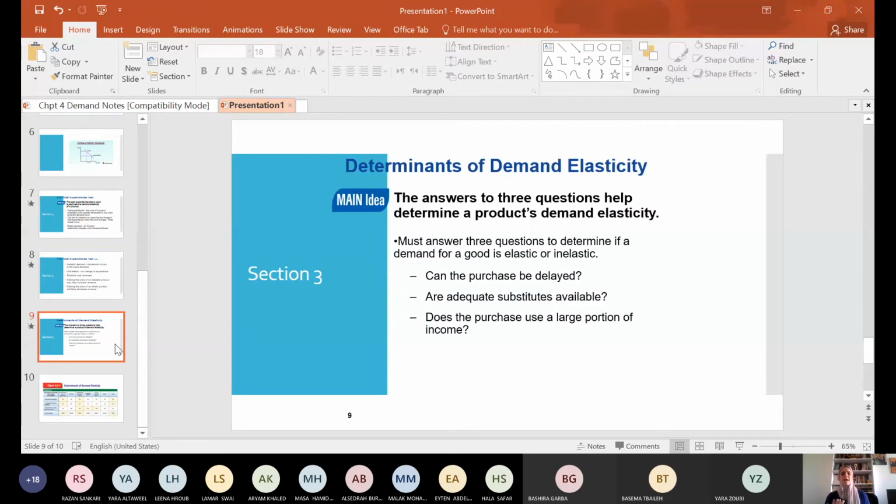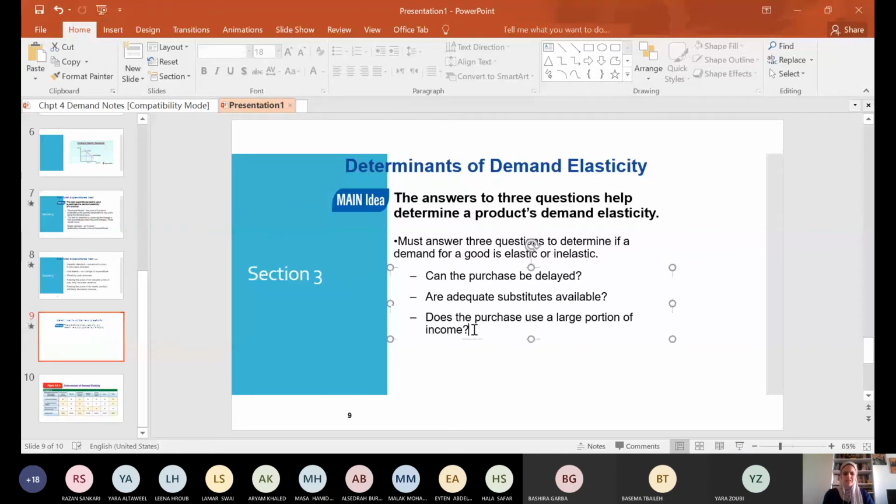Okay. Determinants of demand elasticity. What will determine the demand elasticity? Can this product be delayed? Meaning, can I leave it and not buy it now? So if I can leave it, it is elastic. Is there a substitute? If there is a substitution, elastic. Is this use a large portion of income?